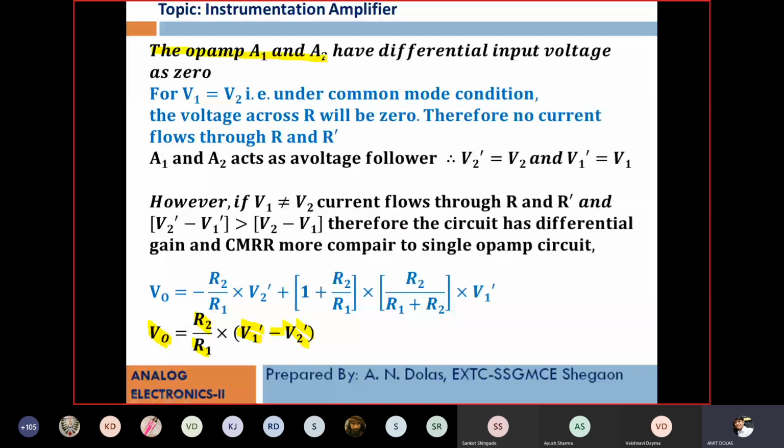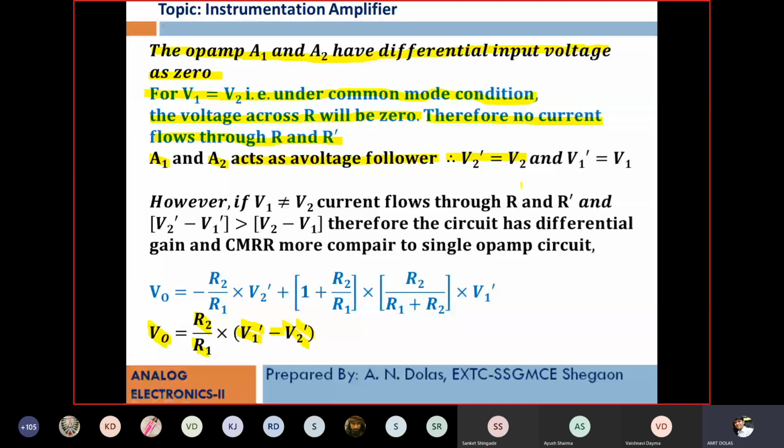The op-amp stages A1 and A2 have differential input voltages at 0. For V1 equal to V2, that is under common mode signal condition, the voltage across R will be 0. Therefore, no current flows through R or R dash at all. A1 and A2 op amps act as voltage followers because we got the result V2 dash is equal to V2 and V1 dash is equal to V1.